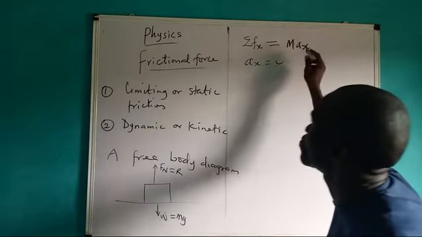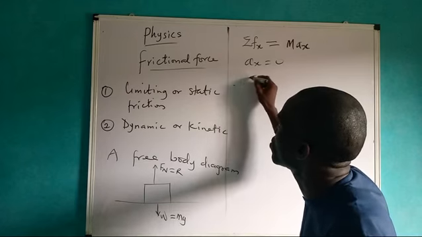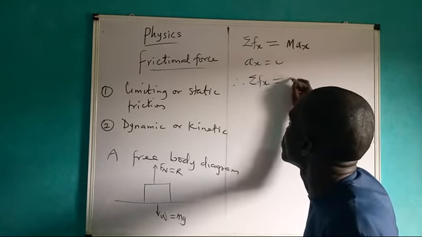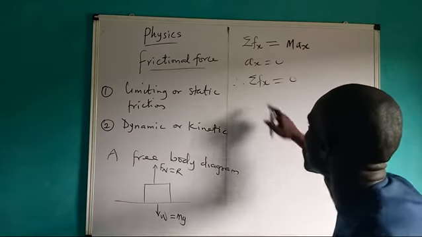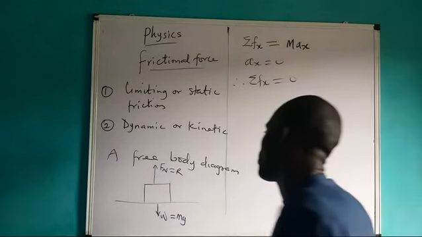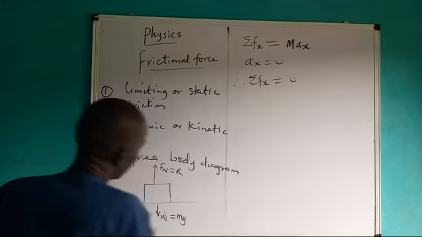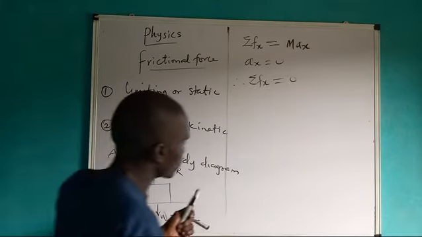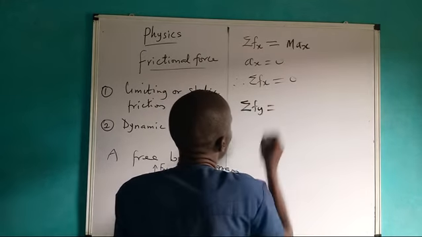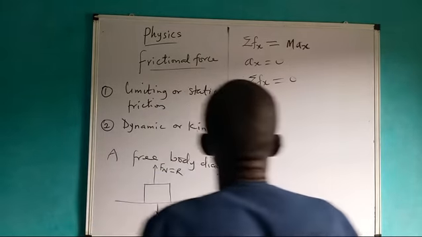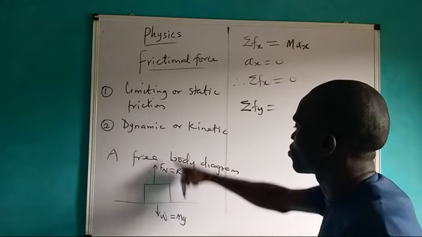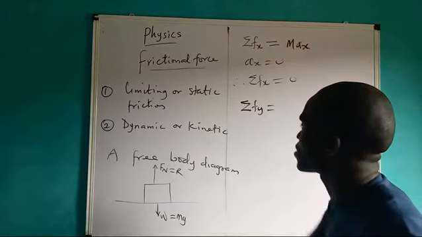It means that the sum of these forces on this system, on the S direction, is 0, because the acceleration is 0. Now let me also resolve the one on the vertical, which is sigma Fy. Look at it here, we have the sum of the forces. One is acting upward, the other one is acting downward.